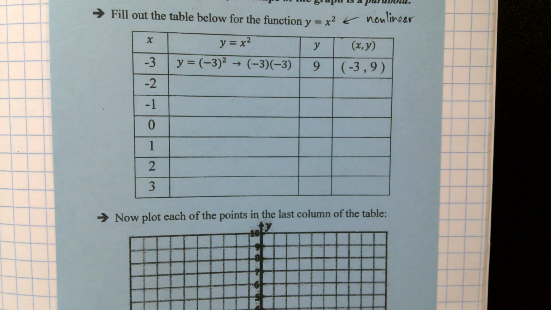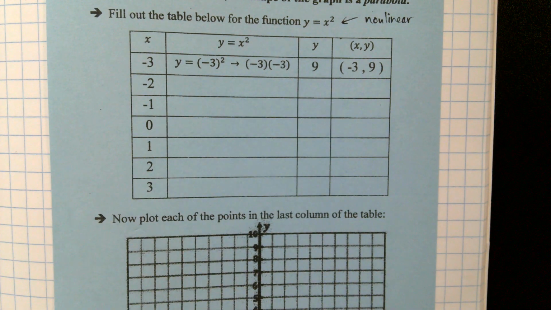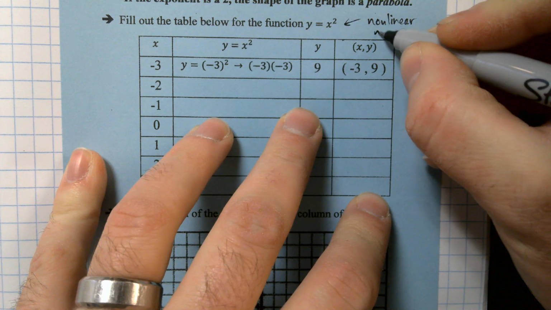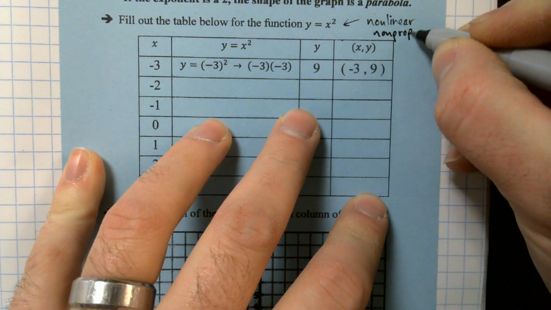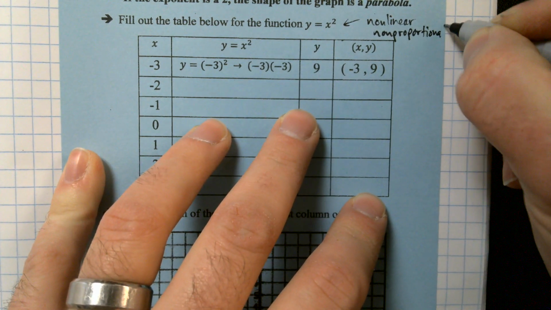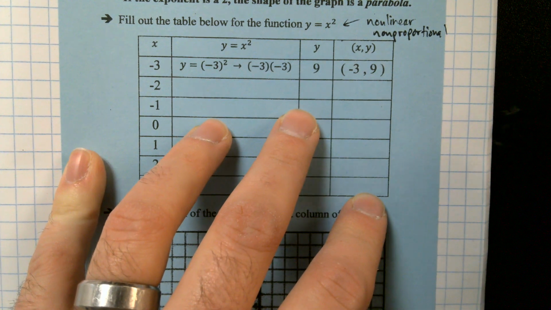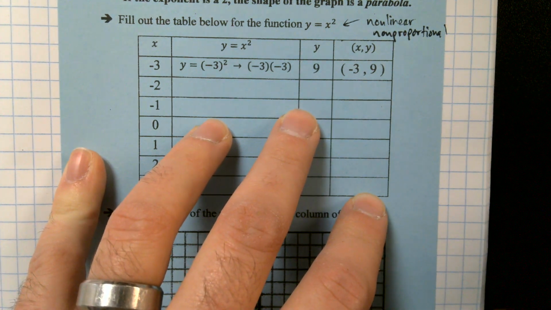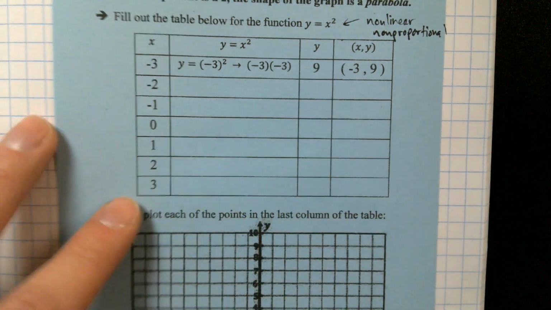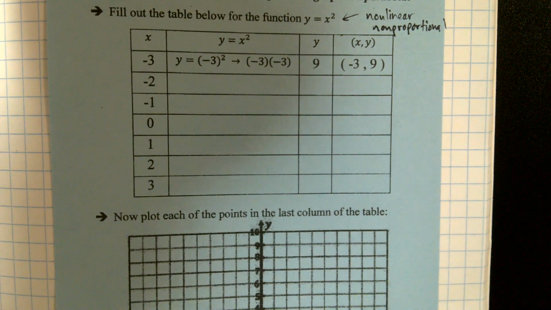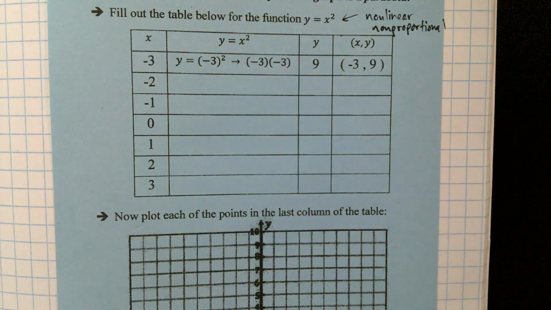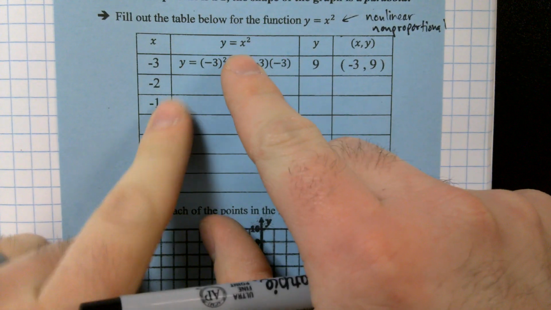Do you see a b value there? No. So this must be proportional, right? No, why not? That's right. If it's nonlinear, it's automatically non-proportional. Like we said, you can't be nonlinear and proportional because part of being proportional is being a straight line, right? So we got to be careful with these exponents.